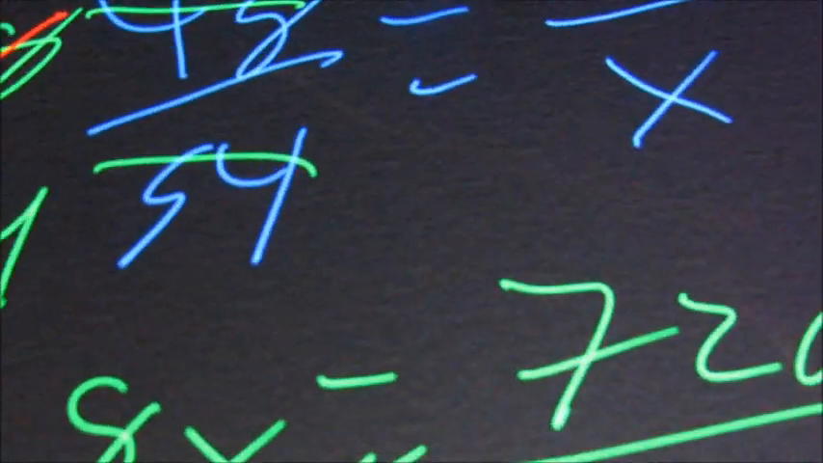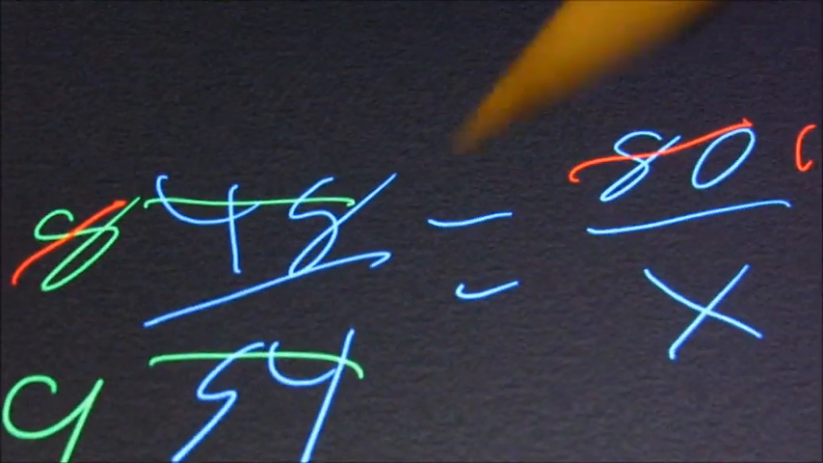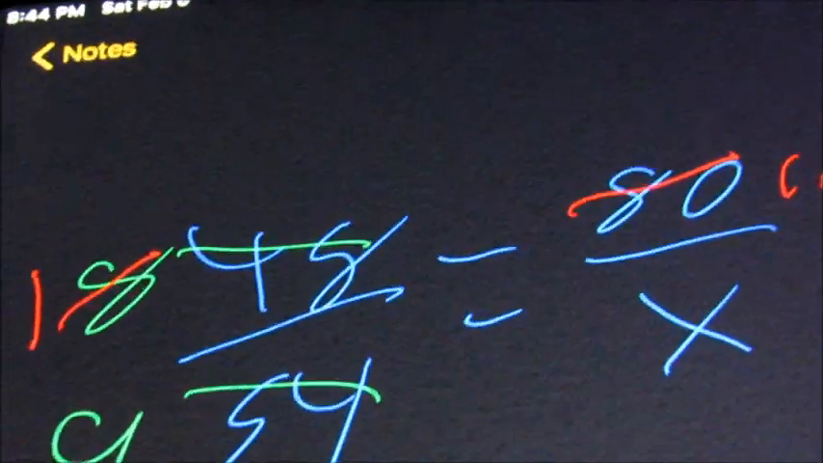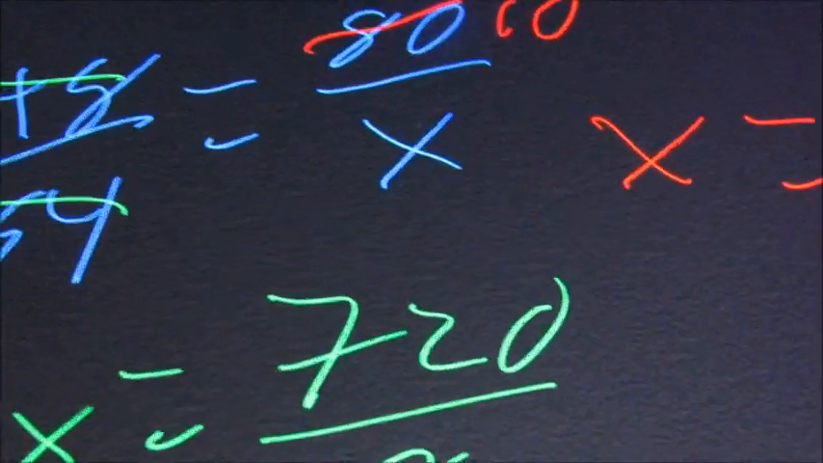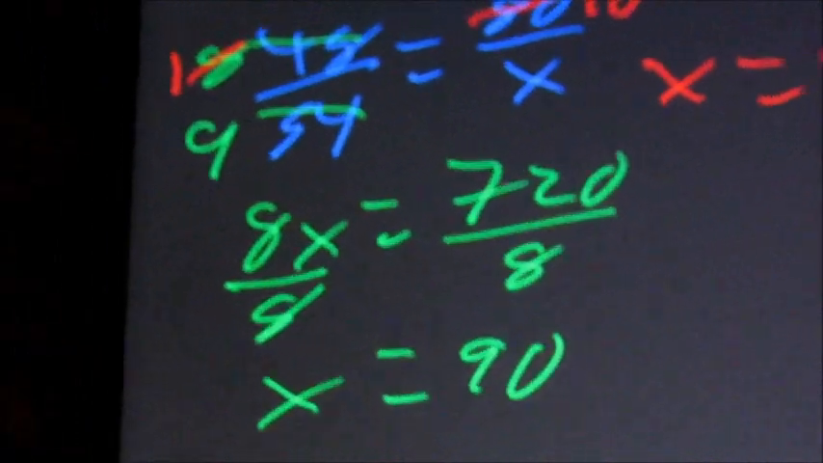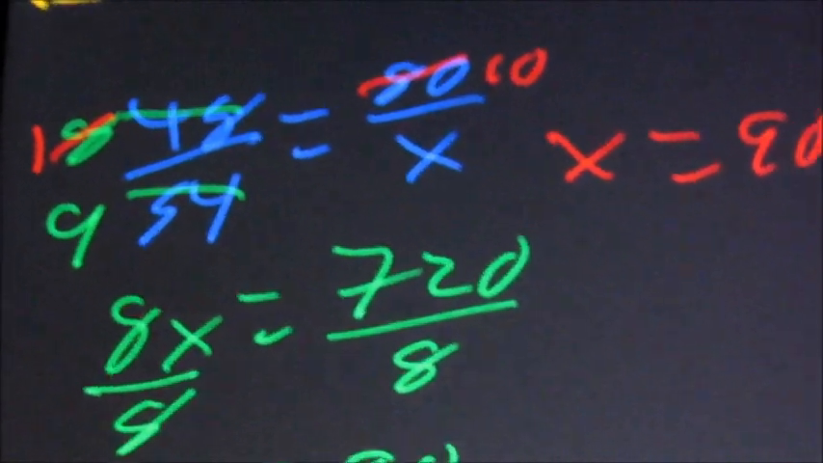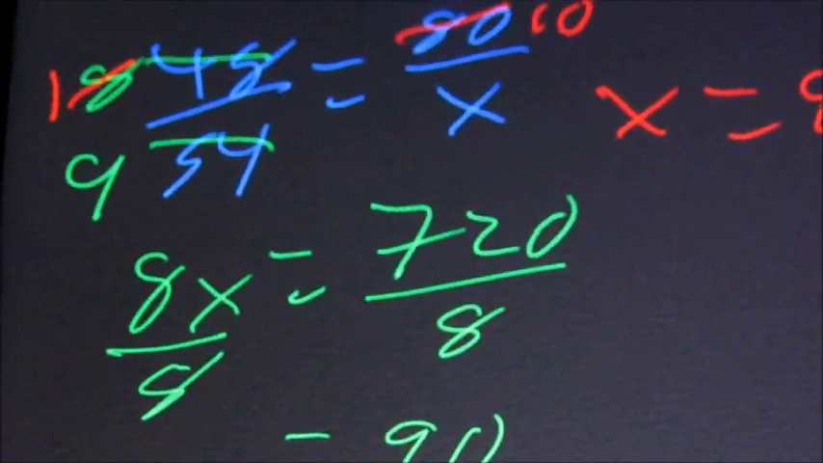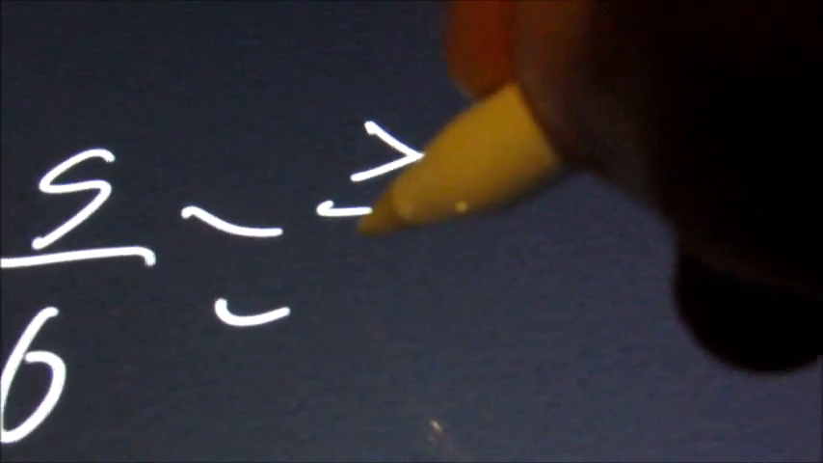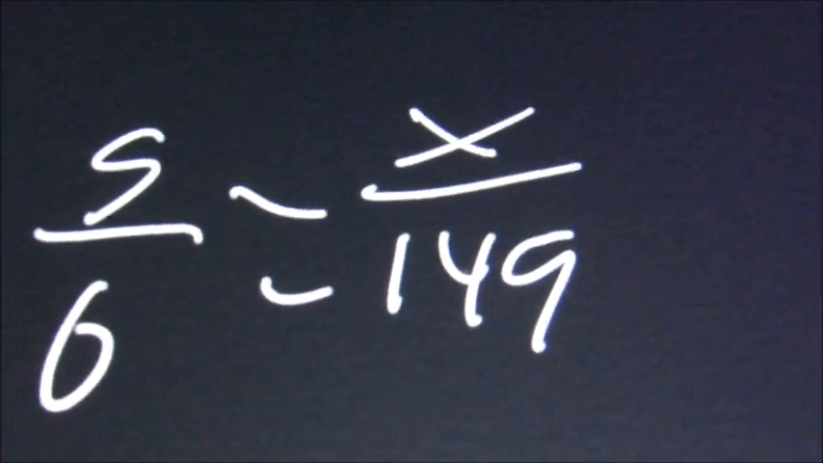If I had done 48 times x equals 54 times 80 and solved for x, I still would have got the same thing. But since you don't use calculators on the test, I recommend simplifying as much as you can before you do the multiplications. So another question. Let's say we have 5 over 6 equals x over 149.